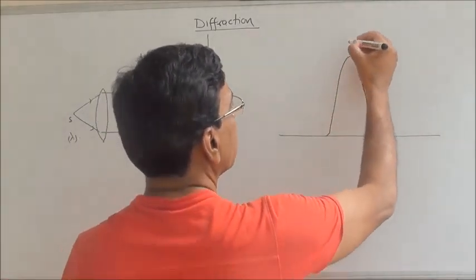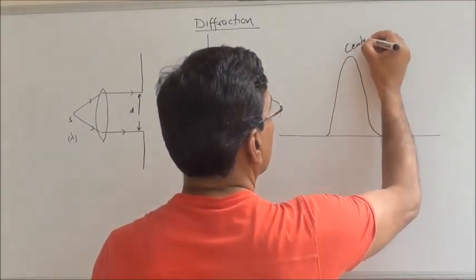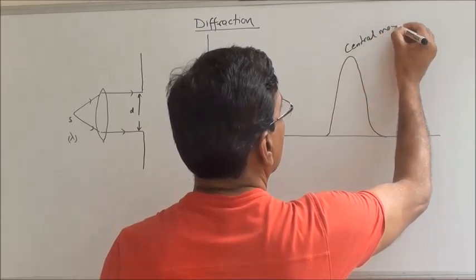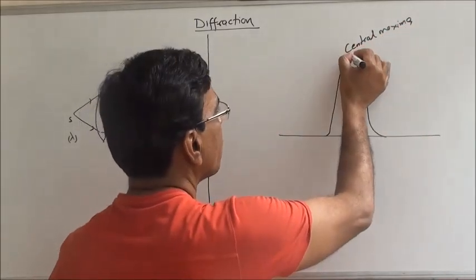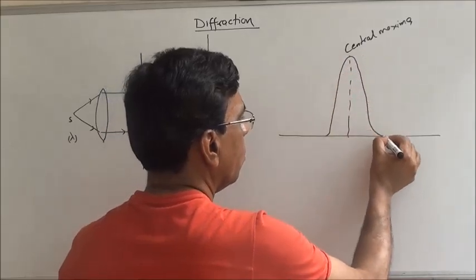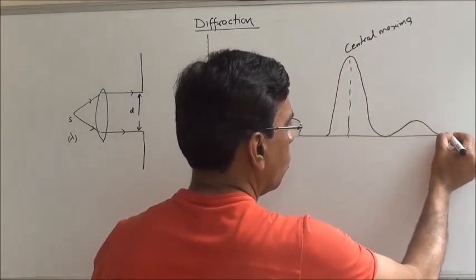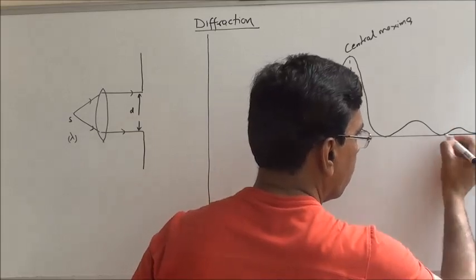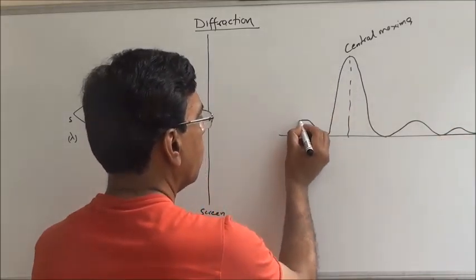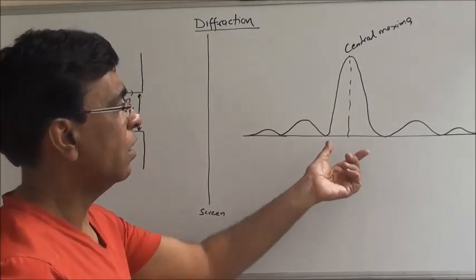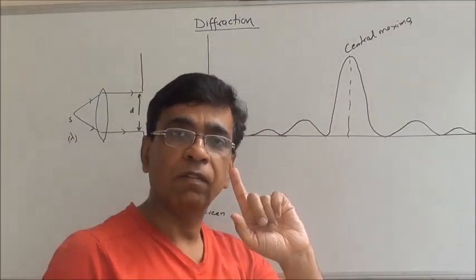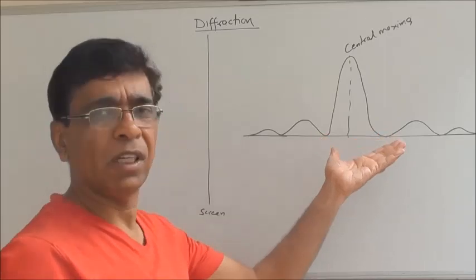So this is the central maxima or primary, and then we have a lot of secondary maximas of decreasing intensity. This is how it differs from the interference pattern. This is what we call a diffraction pattern.